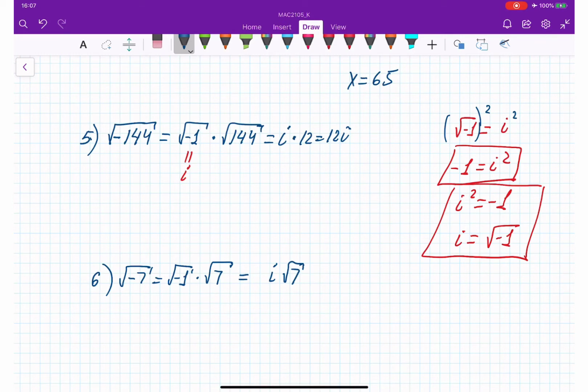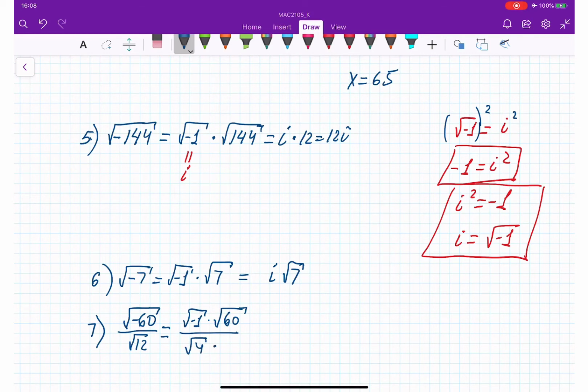Next one. Question number 7. So we have square root of negative 60 over square root of 12. So how are we going to solve this problem? Very easy. So square root of negative 60 is going to be square root of negative 1 times square root of 60, divided by square root of 12. I can break down square root of 12.